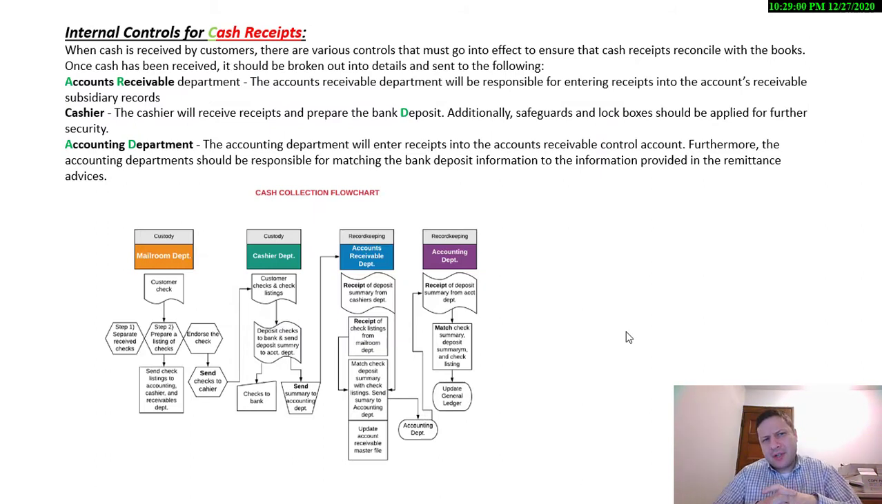Internal controls for cash receipts. When cash is received from customers, you've got to put in certain controls. Okay, like we said, 1 copy of the cash goes to the accounts receivable department. Why? The accounts receivable department billed for this cash. The cash received should match the invoice. The actual cash goes to the cashier to prepare for bank deposit. Another receipt goes to the accounting department, which enters the receipts into the accounts receivable control account and is responsible for matching the bank deposit to the information on the remittance advice.